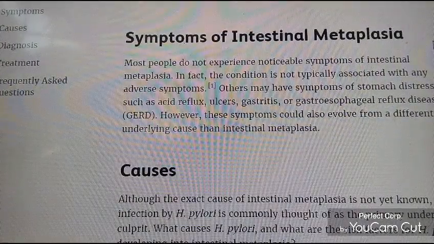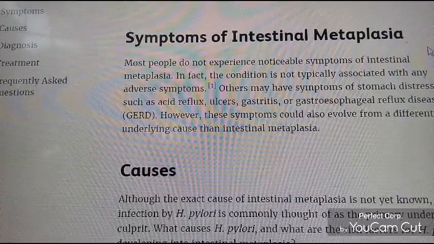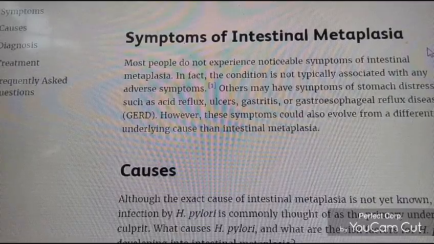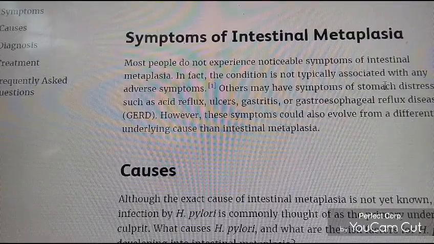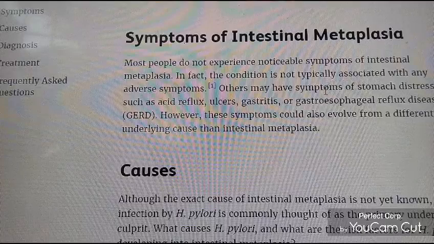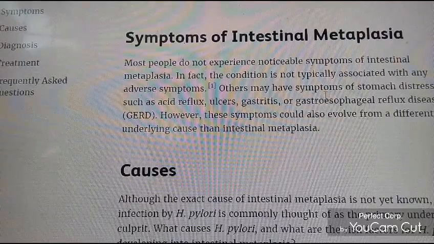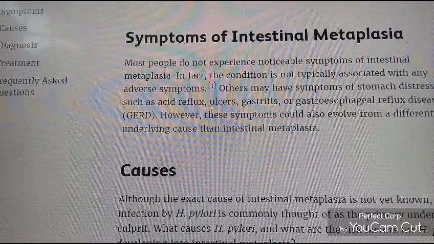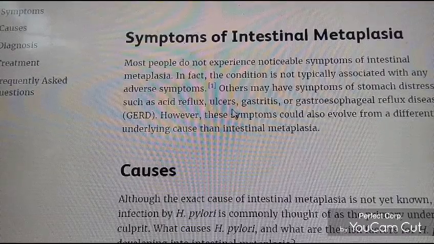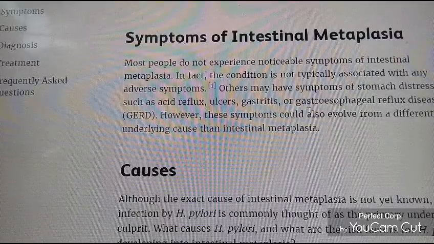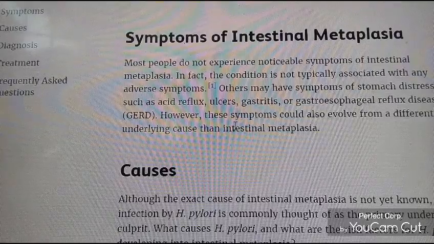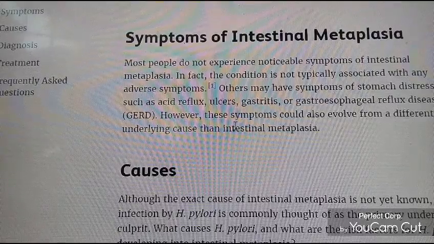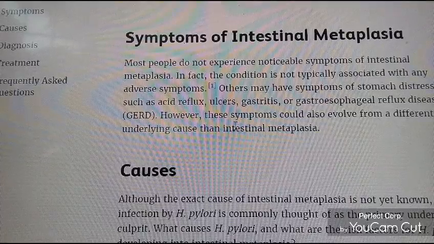symptoms of metaplasia. Again, this is the same thing, just repetition, because they are putting as symptoms of them reflux, ulcer, gastritis. What did I say about all these problems? They are related to cellular dehydration.